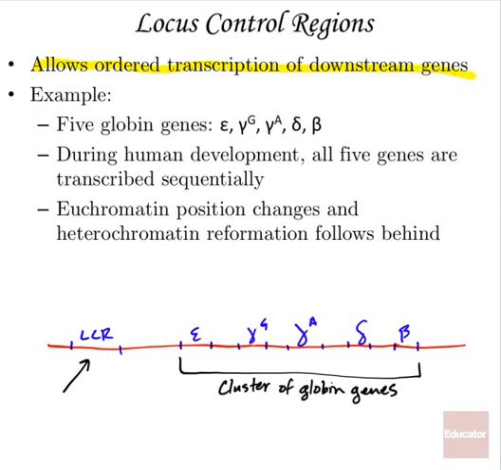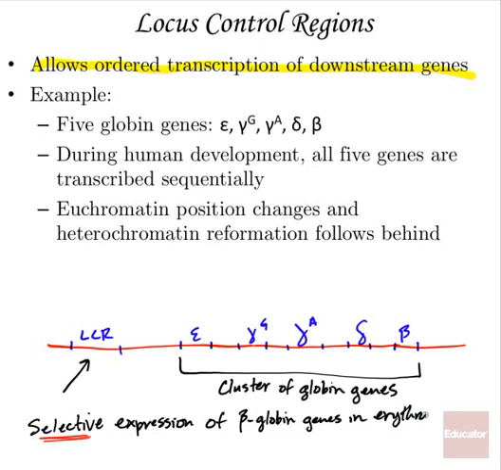And what that's really saying is that we have selective expression of our beta globin genes in our erythroid cells. So this is an example talking about our selective expression. Erythroid cells are also known as red blood cells.